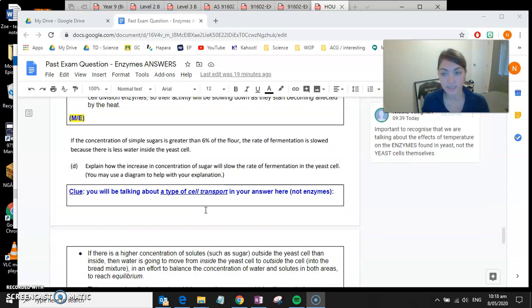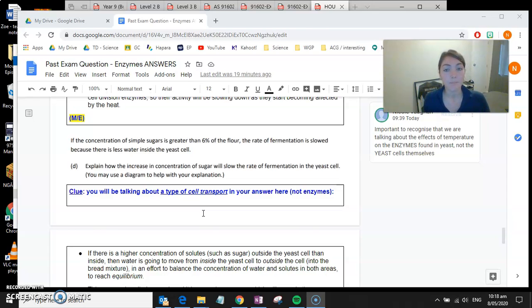Continuing down to question D. If the concentration of sugars is more than 6% of the flour, so if we increase the concentration of sugar in the mixture, the rate of fermentation is slowed because there is less water inside the yeast cell. So that's giving you a hint as to what you need to talk about. Explain how the increase in concentration of sugar will slow the rate of fermentation in the yeast cell. You may use a diagram.